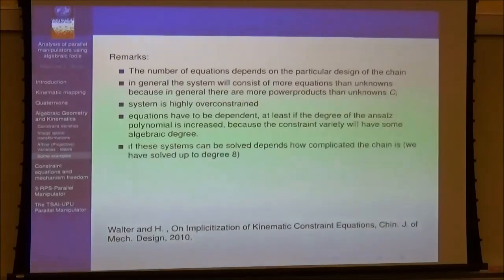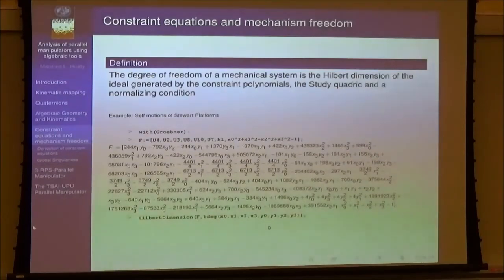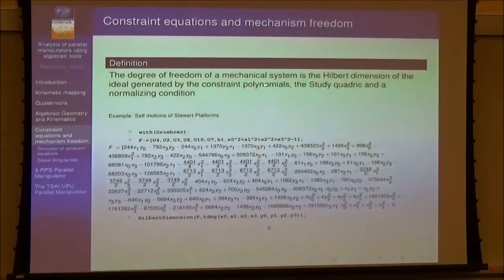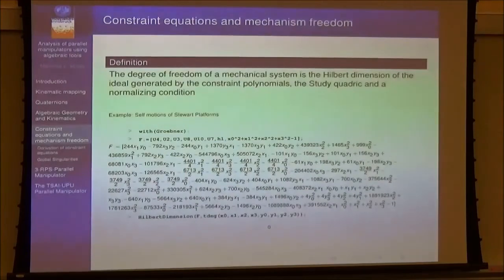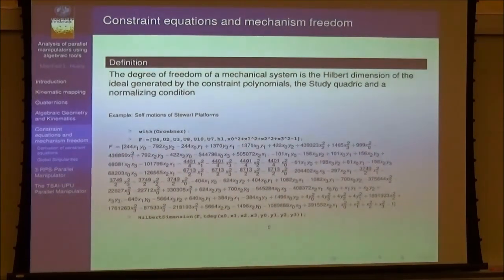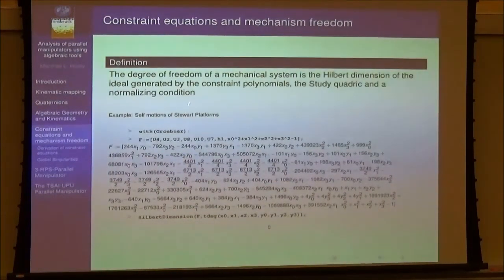This I have explained to you, and I just want to tell you something interesting you can do with these algebraic things. The degree of freedom of a mechanical system, and this is a strict definition now, is the Hilbert dimension of the ideal generated by the constraint polynomials. The constraint polynomials take into account not only the topology of your mechanism, but also the geometry, because the Denavit-Hartenberg parameters are in. So they take into account, and I will immediately show it to you.